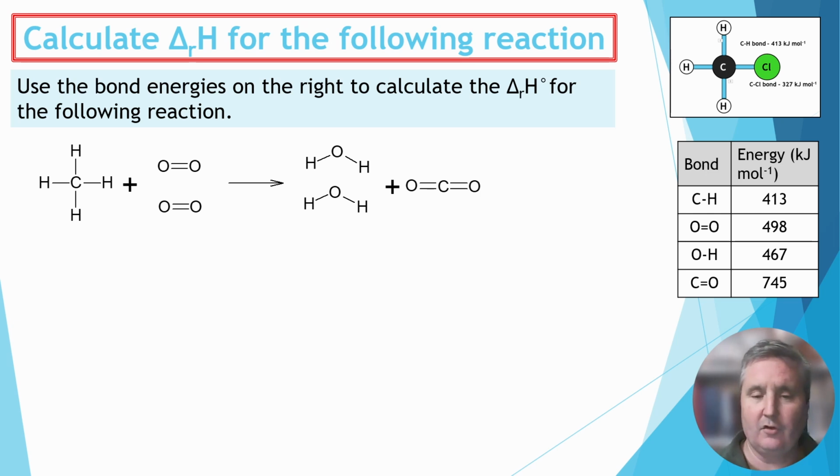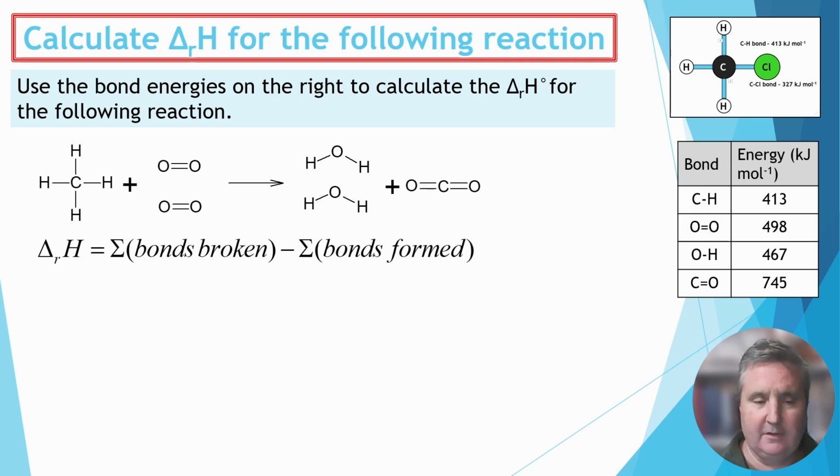So if I want to solve this problem, the easiest way to do this is to use the following equation. That is, the enthalpy for the reaction equals the total sum of all of the bonds broken minus the sum of all of the bonds formed. So we're going to have to tabulate all of the bonds that are broken and then subtract from the table the bonds that are formed.